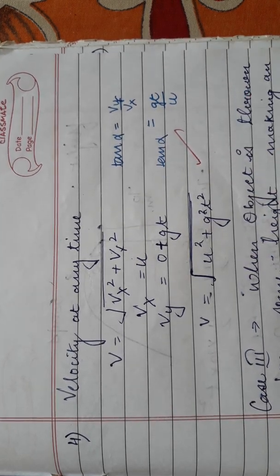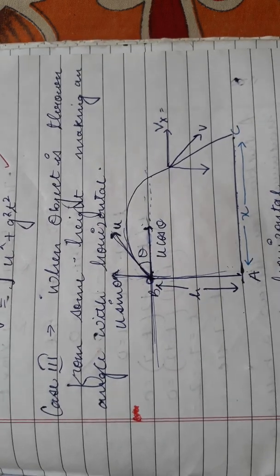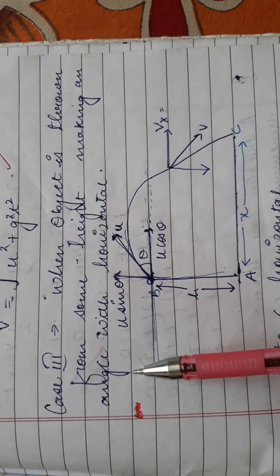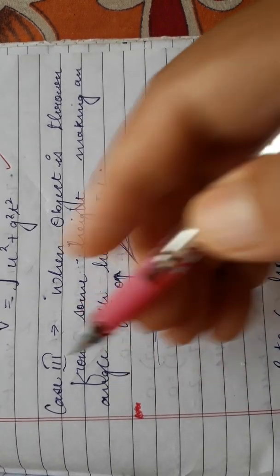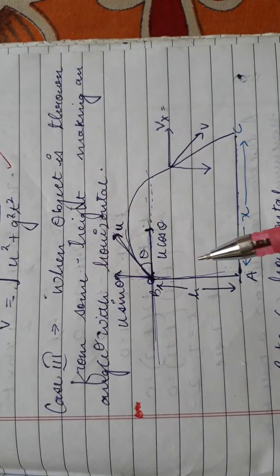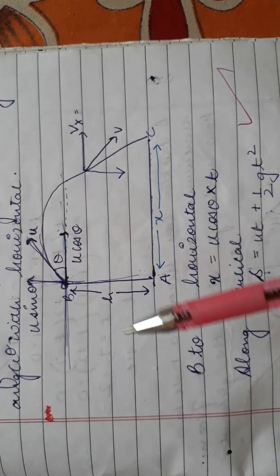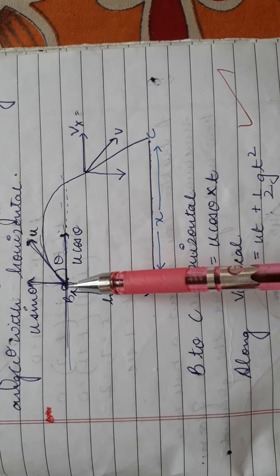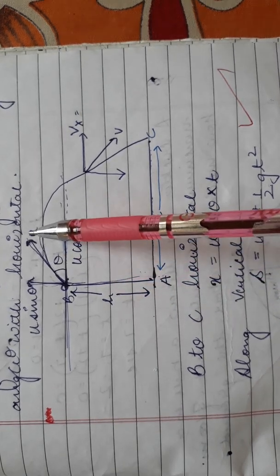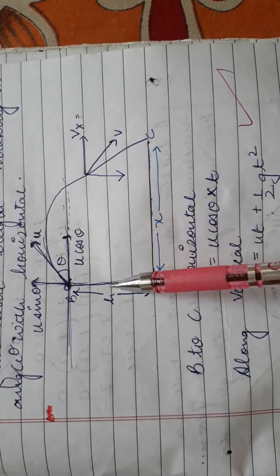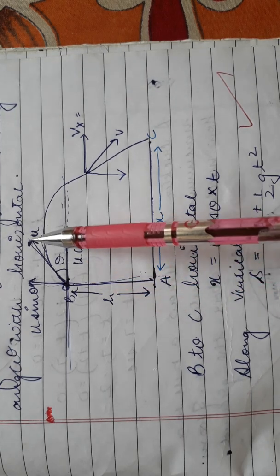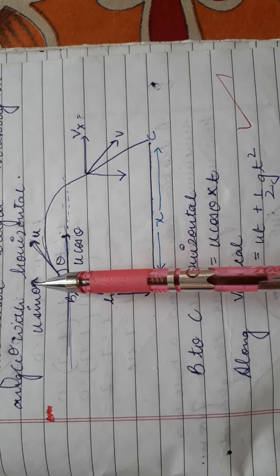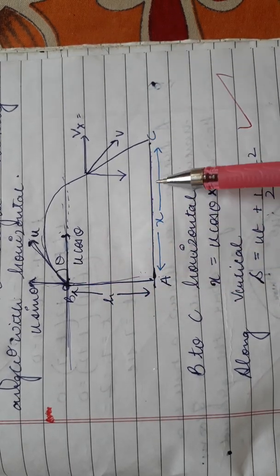Okay students, now the case 3. In third case, when object is thrown from some height making an angle theta with horizontal. Now in this case there is no need to discuss in detail, only you should remember the sign convention. So students, in this case body is projected at an angle theta with initial velocity u from some height. So we simply resolve this velocity in horizontal component u cos theta, u sin theta. It hits the ground at a distance x.